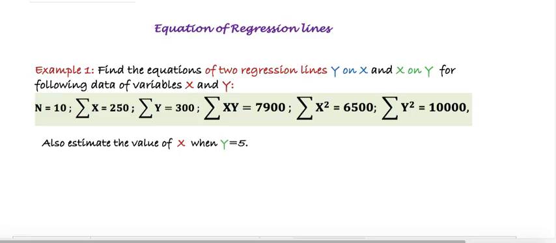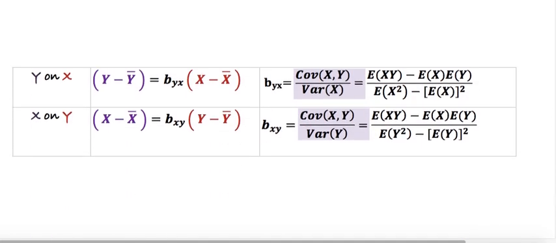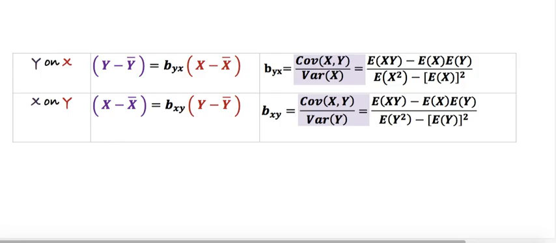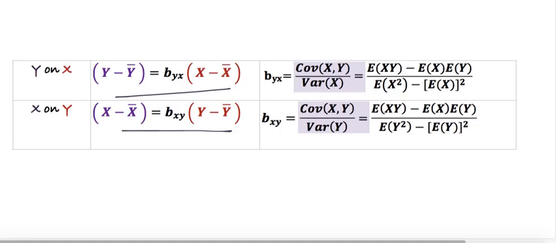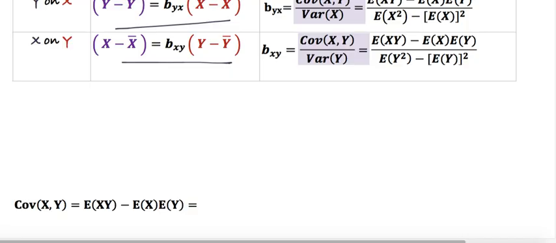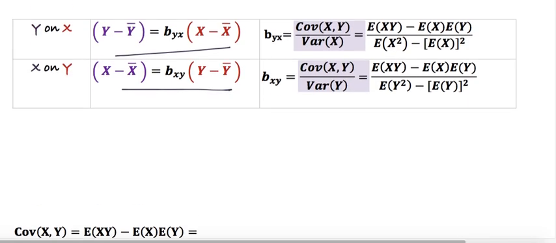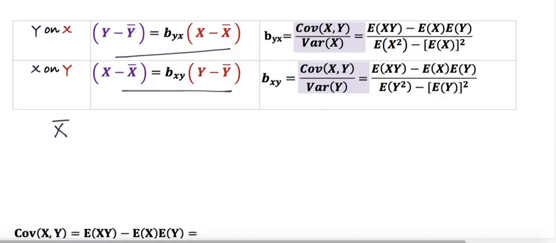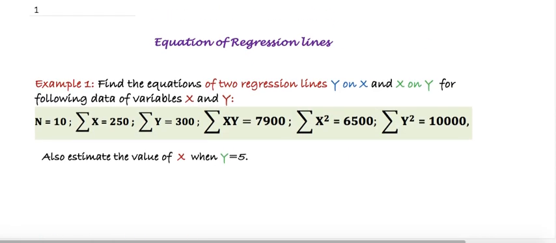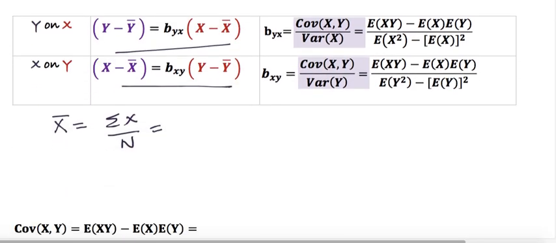So point number one is to recall the formula. We are going to recall these two lines' formulas. Y on x is this line and x on y is the second line. So let us begin one by one. Before that, we know that in both the lines there is a common term which is the mean. So let us find out what x bar is. X bar is sum of x divided by n, and we know that sum of x here is given as 250. So we write 250 divided by 10, and we get 25 as x bar.